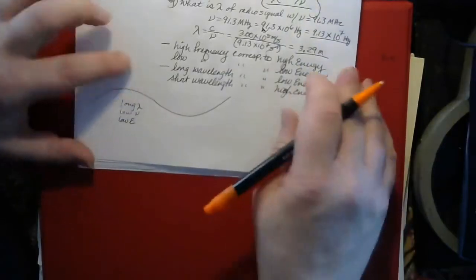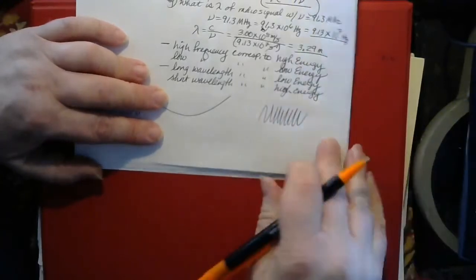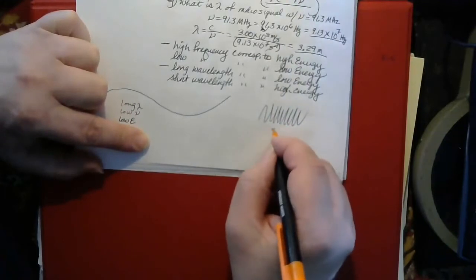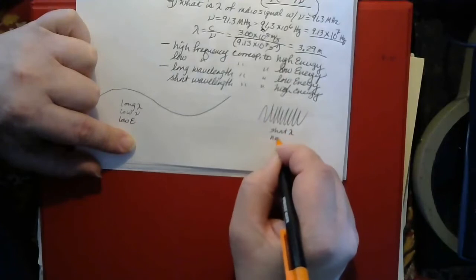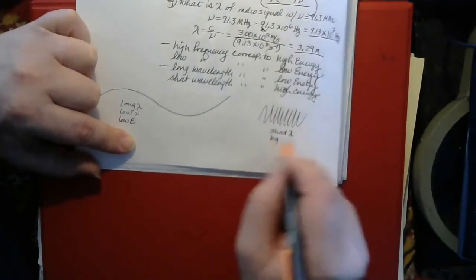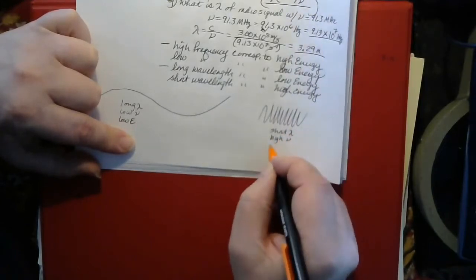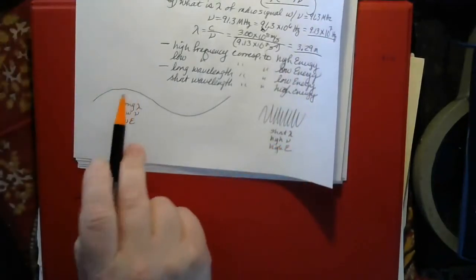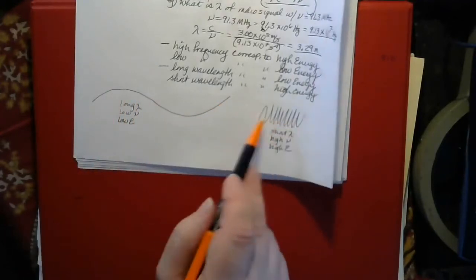On the other hand, if the electromagnetic radiation looks like that, then that's obviously a very short wavelength. And a high frequency, because each wave is so small that you can fit a lot of them past any given point every second. And that's high energy.